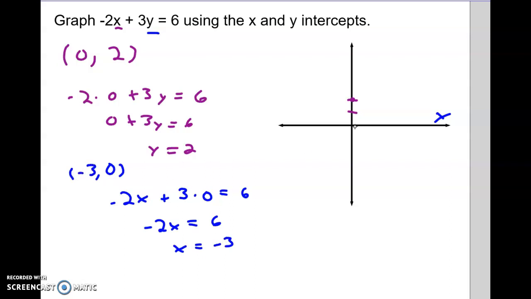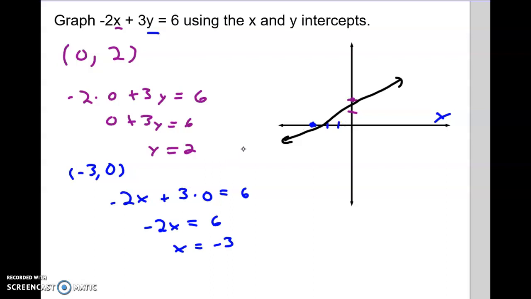Okay, and so we can plot that point. And there's negative 3. So we've got our 2 points, and now we just have to use our dot connecting skills, which my handwriting is not very good, and I missed it, but generally just draw a straight line between those points, and then we got our graph.